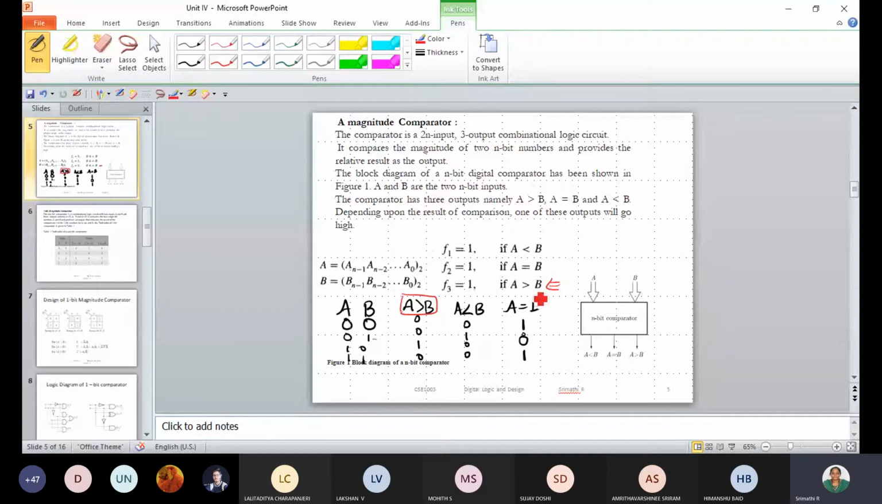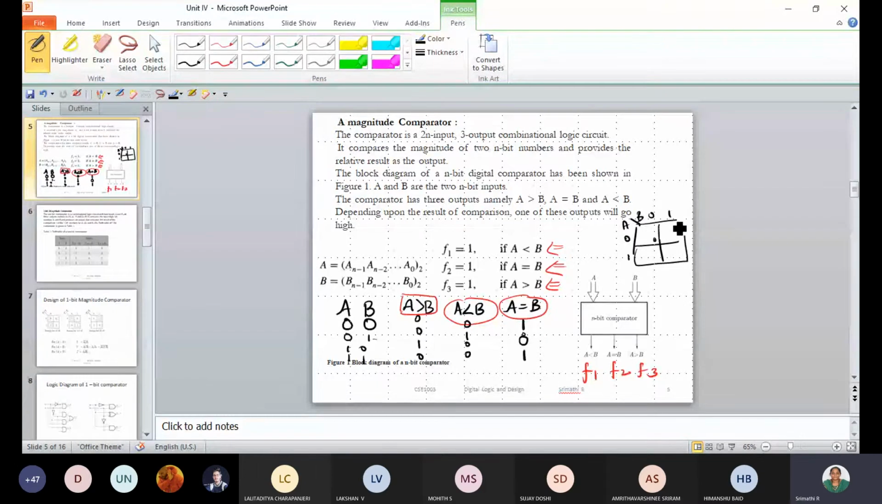F3, F2, F1. So if we are going ahead with K-map, the input is 2, so 2 means 4 combinations of input you'll have. For implementing this in K-map, you will draw the K-map with A and B, 0 1 0 1. We know that 0 0 is 0, 0 1 is 1, 1 0 is 2, and this is 3. Like that we need 3 K-maps for 3 output functions F1, F2 and F3, whereas the 3 functions are A greater than B, A less than B, and A equal to B.